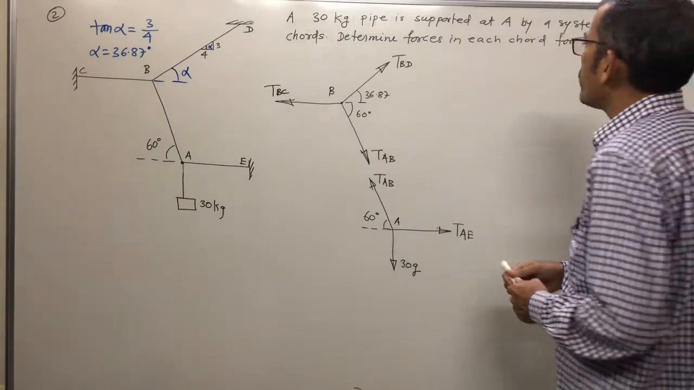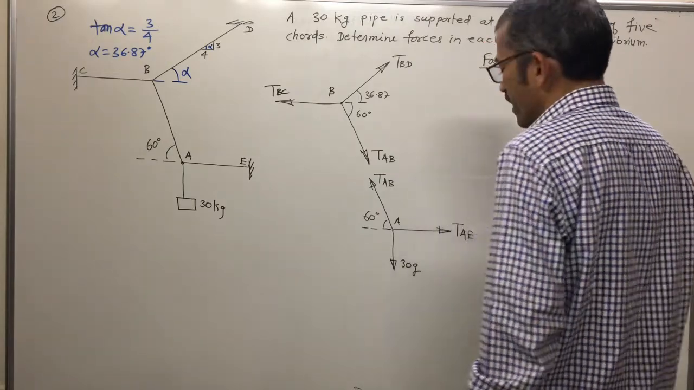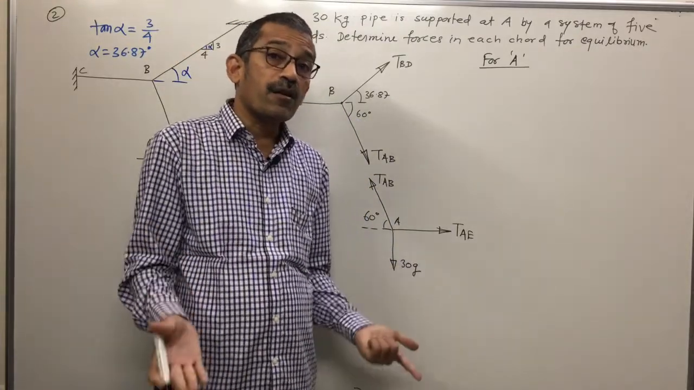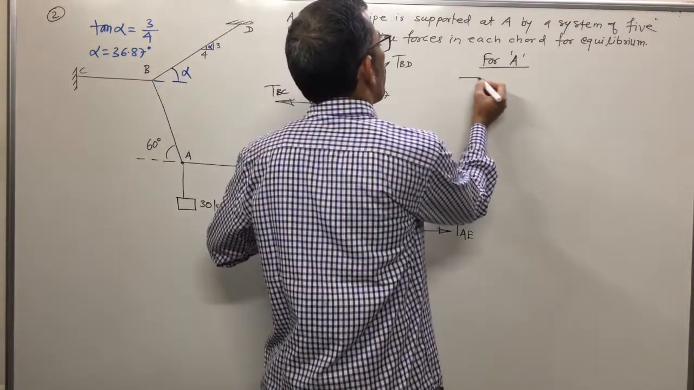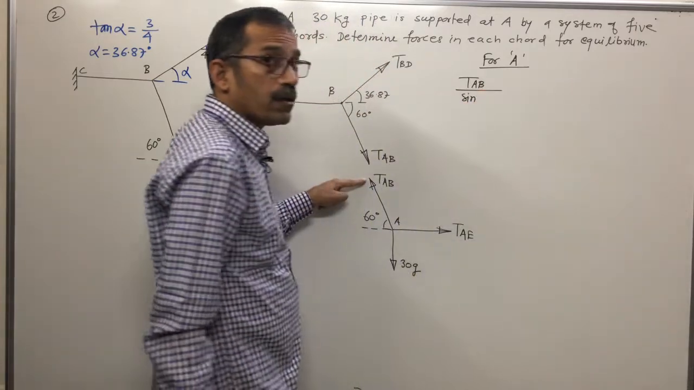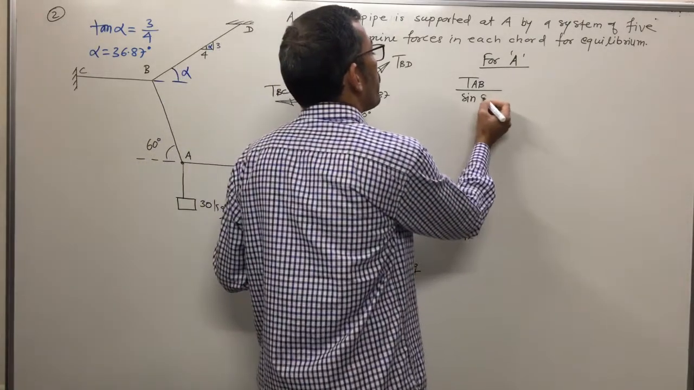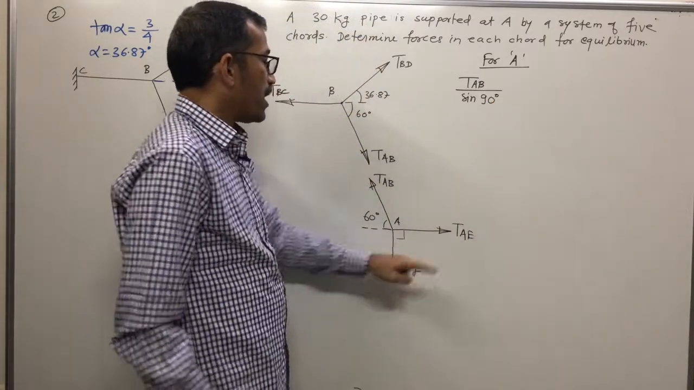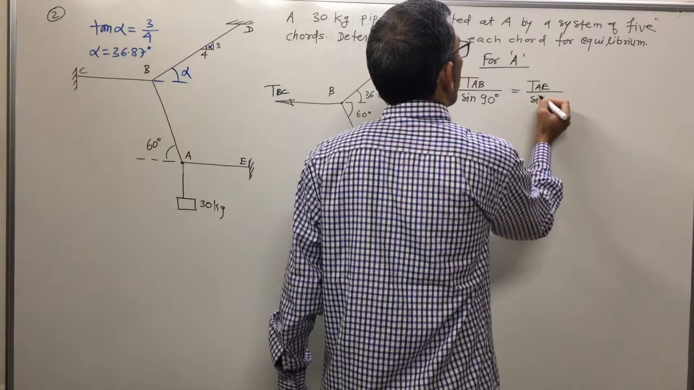Okay, first for A. For joint A, we'll apply Lami's theorem. In Lami's theorem, what we have discussed, any force is directly proportional to the sine of the angle between the remaining 2 forces. That means if I take force TAB, divided by sine of which angle? The angle between the other 2 forces, which are horizontal and vertical, means 90 degrees. Correct? Is this clear? TAB upon sine of this angle 90.